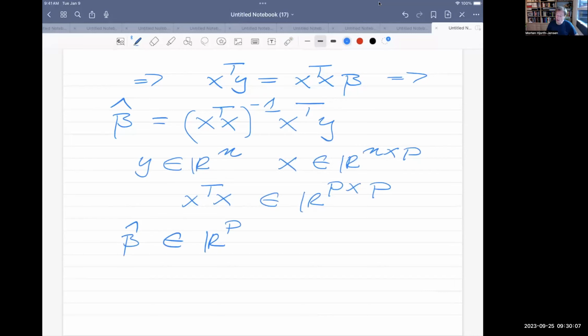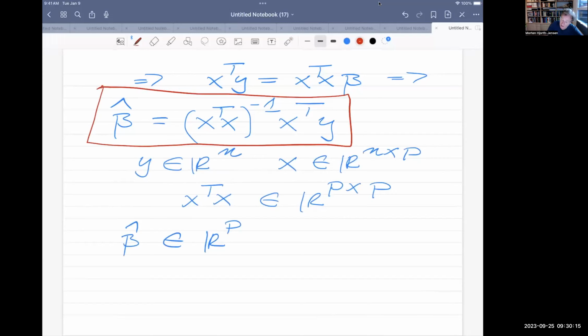So these are the equations for linear regression, which many of you may have seen in a standard linear algebra course. And this is normally called ordinary least squares.